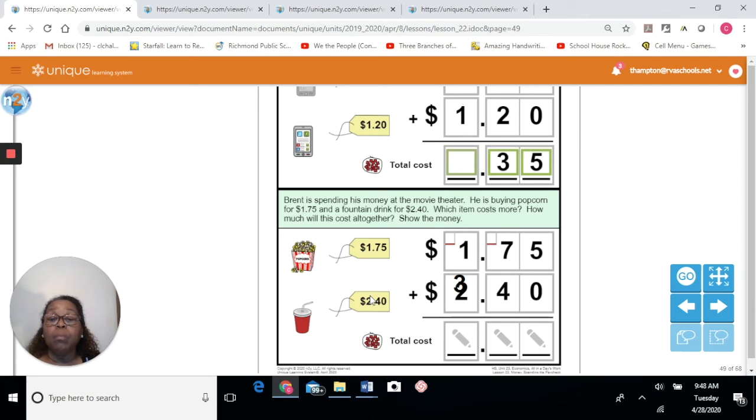So how much will this cost altogether? Magic word altogether means that the operation is addition. We're going to add. Let's see if we can get this to work for us. There we go. All right, so we're going to add, always go all the way over to the right to the ones place first. 5 plus 0. If you have 5 and you don't add anything to it, you'll still have how much? 5. That's correct.